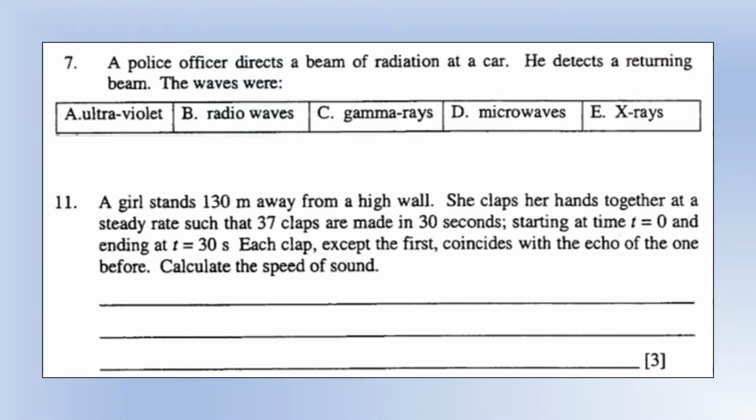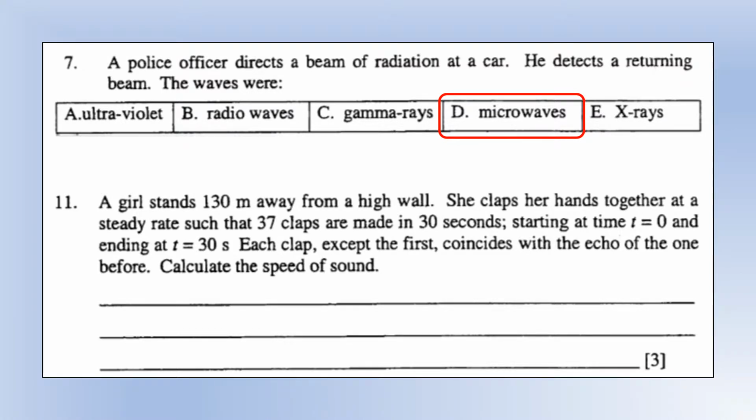Okay, so a police officer directs a beam of radiation at a car. He detects a returning beam. The waves were... So here I can eliminate ultraviolet, gamma and X-rays, because those would be ionizing, so we're obviously not going to use those in this situation. So we've got either radio waves or microwaves, but I would say radio waves would be quite unlikely to be reflected off the car, since they can get inside it to the radio. So I'm thinking we're going to be using microwaves here.